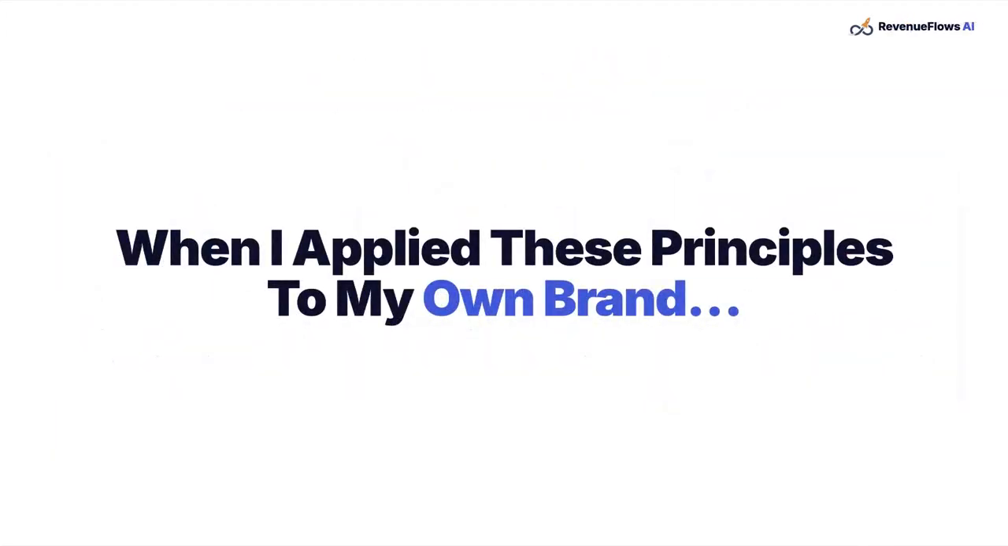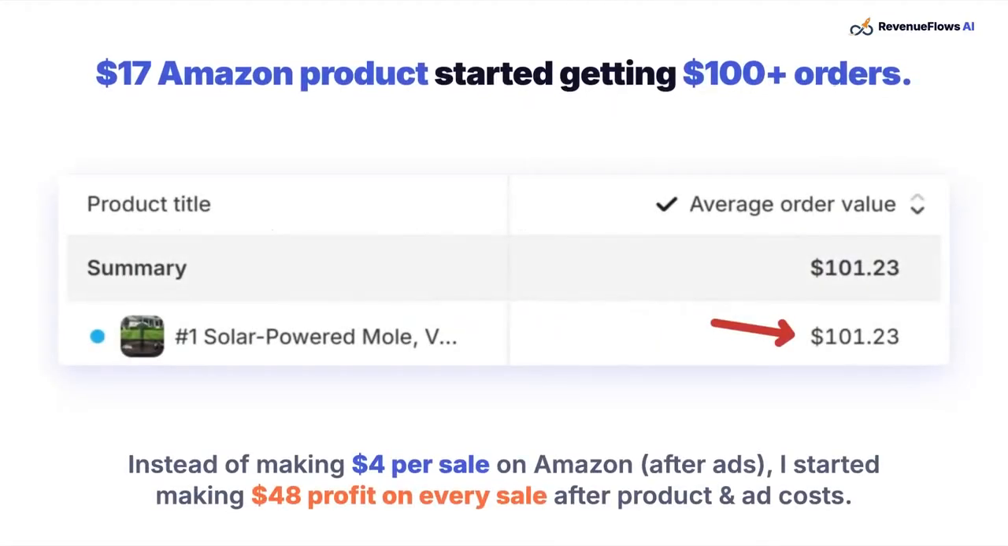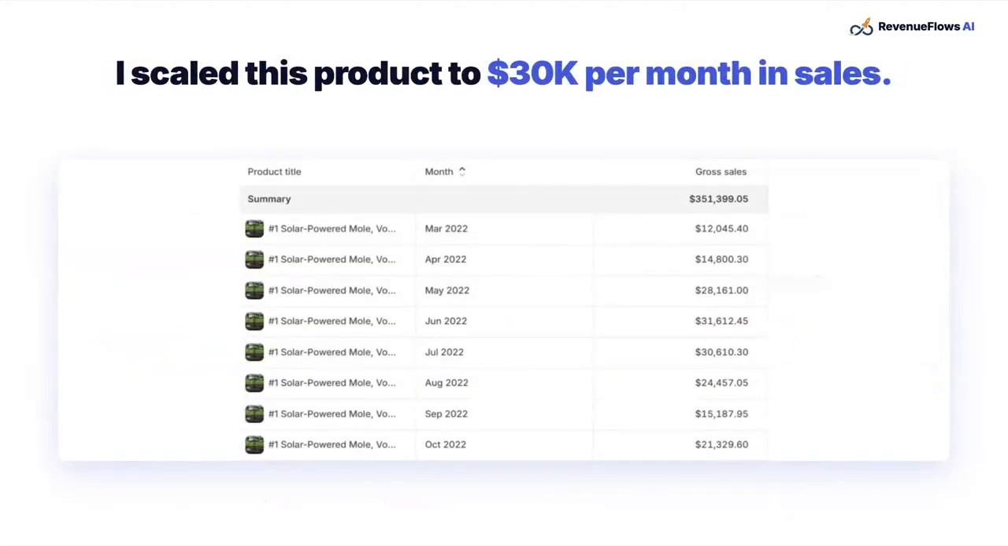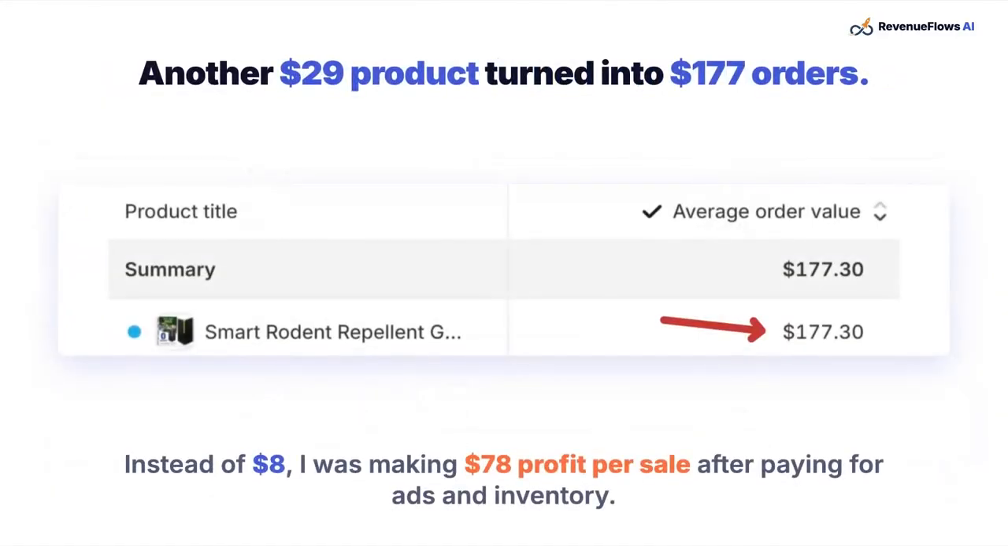When I applied these principles to my own brand, let me share with you some of the results that I saw. See, I was able to take a $17 Amazon product and start getting $100 orders from it, where on Amazon, I was making $4 profit on every sale after my ads and inventory, whereas on Shopify, I was able to make $48 profit on every sale. I scaled this product to $30,000 months on Shopify.